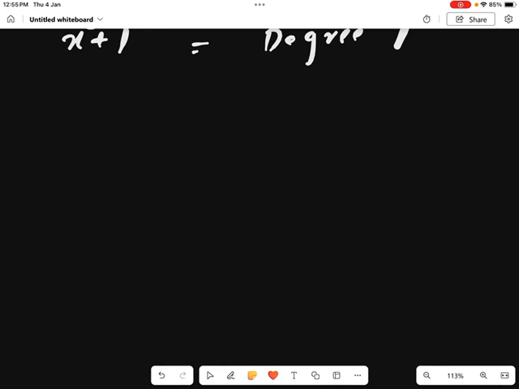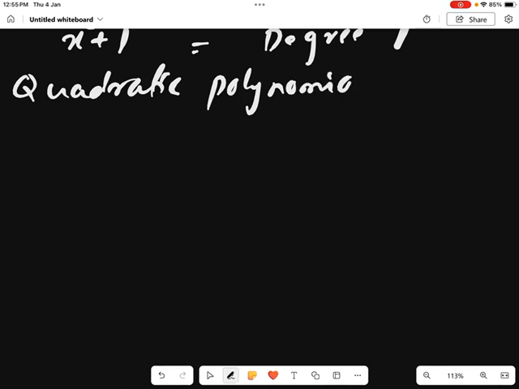Then next, a polynomial whose highest power, highest degree, is 2 is called a quadratic polynomial. What is quadratic polynomial? That means the highest power is 2, that means the degree of the polynomial is 2, is called quadratic polynomial.